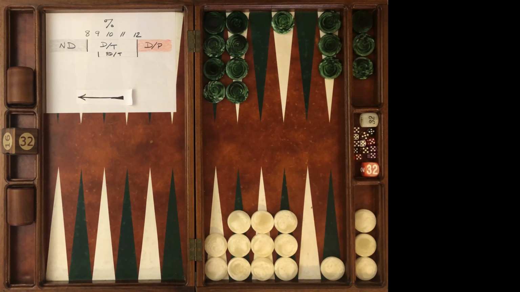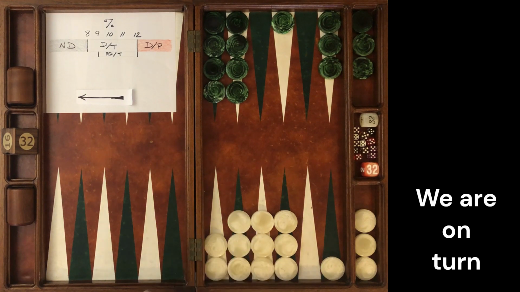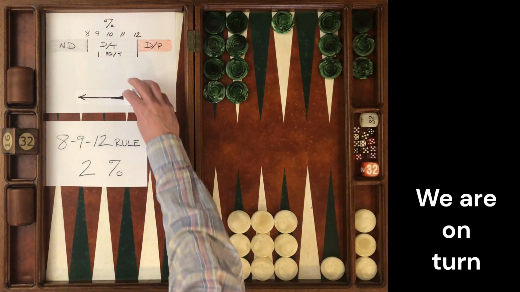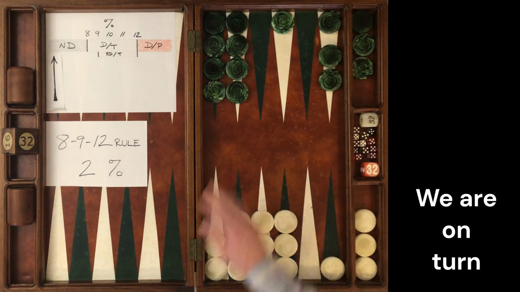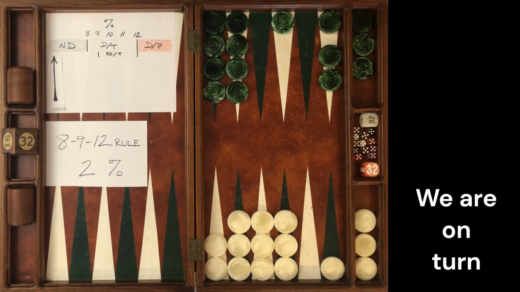Next position, we are on roll, looking at cubing our opponent. We have a great position. The 8-9-12 rule has us at 2%, so we're way on the low end. But we have a near perfect distribution, and our opponent's got some major problems. These 2 extra checkers on the 1 point really jump out at us.